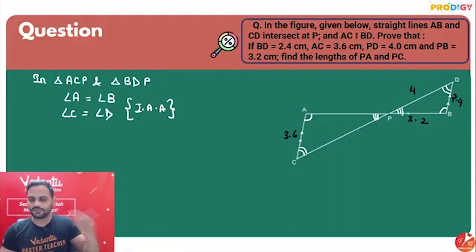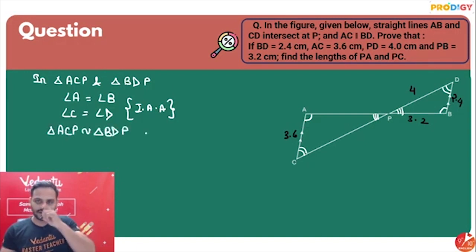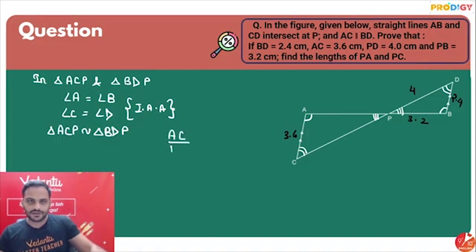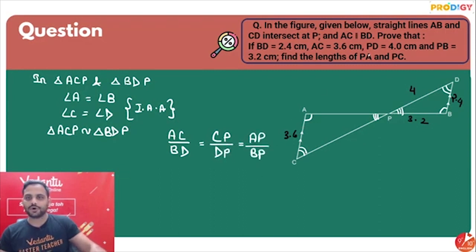If two angles are equal, the third angle will automatically be equal. I can say triangle ACP will be similar to triangle BDP. Once similarity is done, I can clearly say AC upon BD is equal to CP upon DP is equal to AP upon BP. Now what do we need?